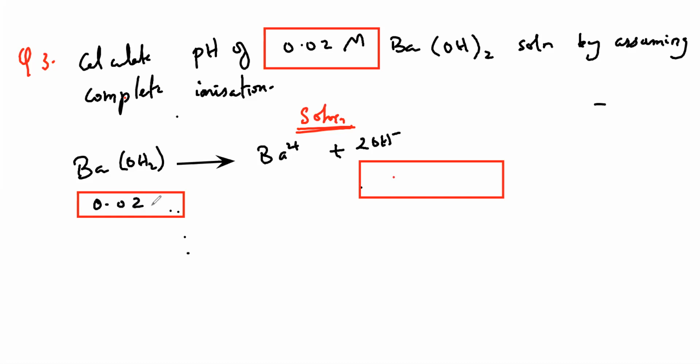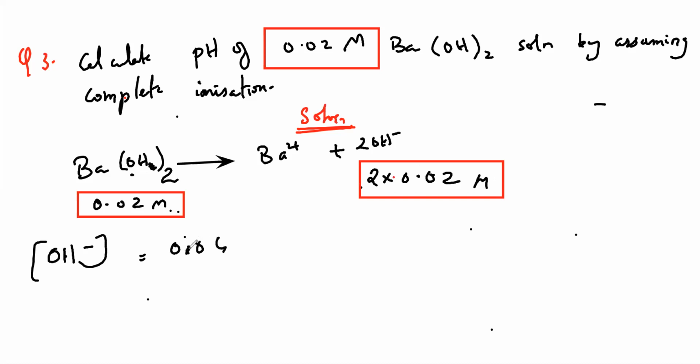0.02 M, but here it is 2 into, because it is OH twice. This is not OH here, yeah, this is OH twice here. 2 into 0.02 M. So which means our OH minus ion is how much? 0.04 M, which is nothing but 4 into 10 power minus 2 M. That's it.